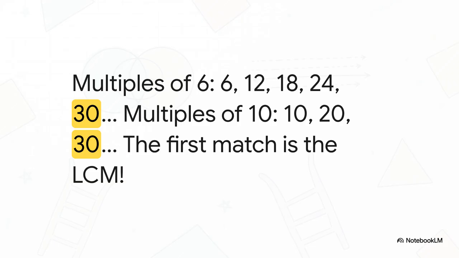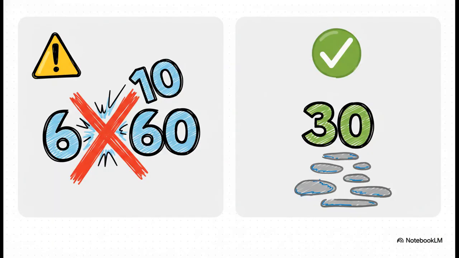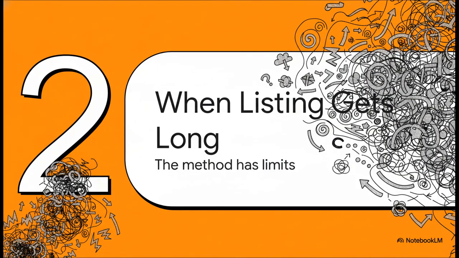Simple as that. Now, I gotta give you a quick but really important warning. A shortcut a lot of people try is to just multiply the two numbers. So 6 times 10 is 60. And yeah, 60 is a common multiple, but it's not the lowest one, right? The key thing here is remembering that multiplying will get you a common multiple, but it won't always give you the right answer. The listing method, on the other hand, gets you the correct lowest one every single time.